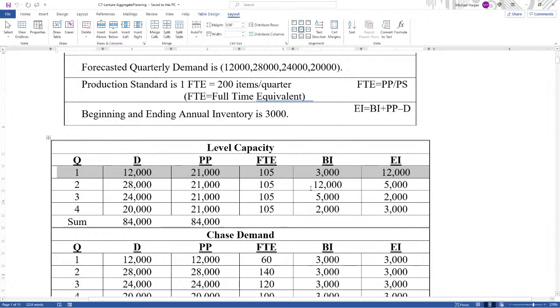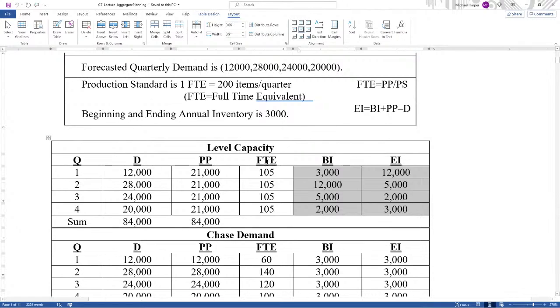And then the beginning inventory of the second quarter, right here, simply will be the ending inventory of the previous quarter. And then we do it again. 12 plus 21 minus 28 is 5. And then we do it again, and we do it again. Okay. And so there's our inventory.